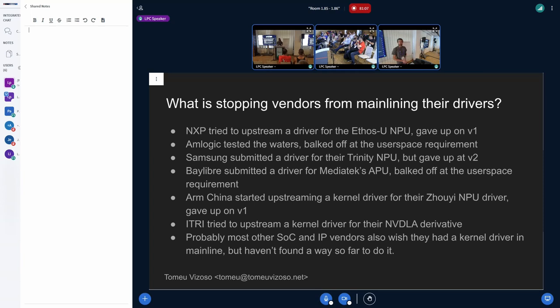Does anybody have an insight on why we are not seeing more drivers being merged in mainline? Not here. It's not the biggest problem with software yet. Everybody's trying to figure out what to do with software from the other side. Interoperability isn't the biggest pain so far.